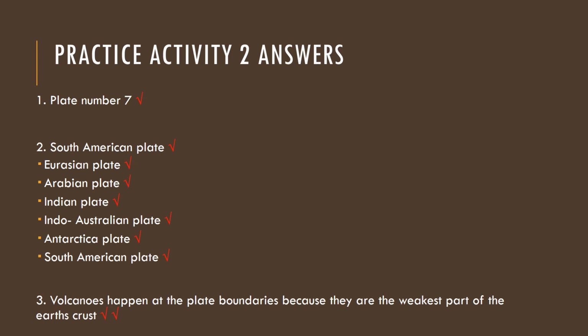Now we move on to number 3. Volcanoes happen at the plate boundaries because they are the weakest parts of the Earth's crust.